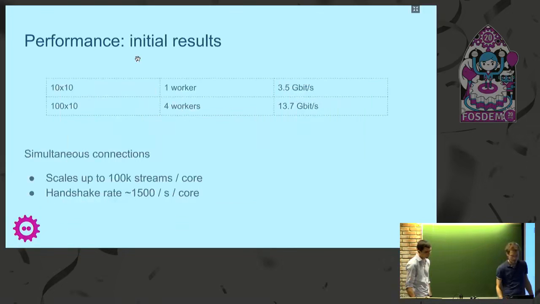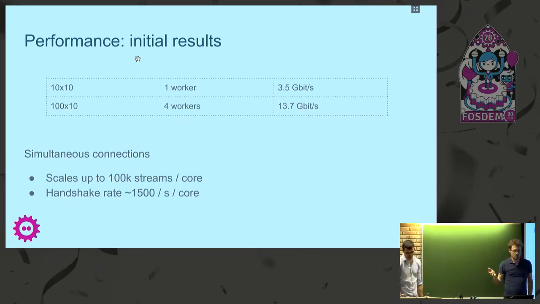And the first results we're getting is that for one worker, so that was the first benchmark we did, for 10 connections and 10 streams on each, so 100 streams, we're getting approximately 3.5 gigabit per second for one worker. We're seeing that this scales quite linearly with the number of workers and queues. So we're getting up to 14 gigabits per second on 4 workers. We didn't do much more exploration there. But we're seeing some type of scaling.